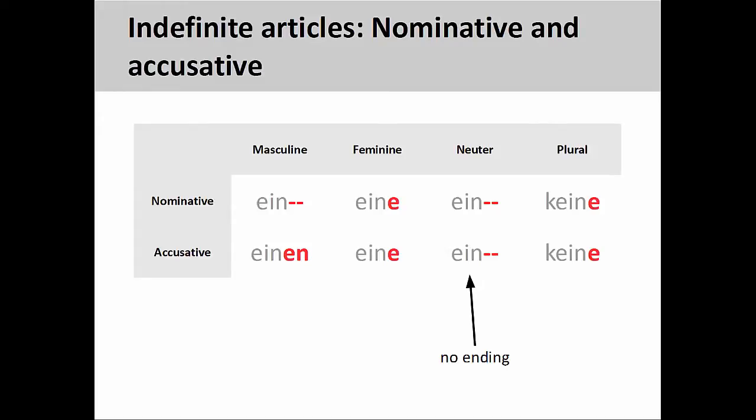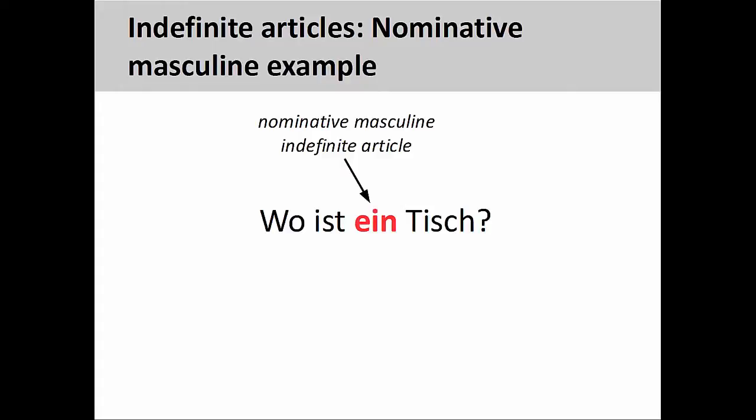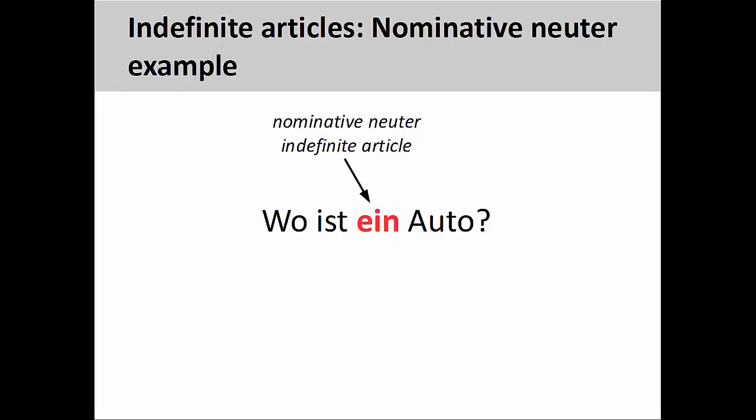Let's take a look at a few sentences to explain this a bit more. In the sentence you see here, wo ist ein Tisch? Where is a table? It is difficult to know whether the noun is masculine or neuter, since ein does not take an ending. The same thing applies here with wo ist ein Auto? Where is a car? In these cases, you simply need to memorize whether the noun is masculine or neuter.